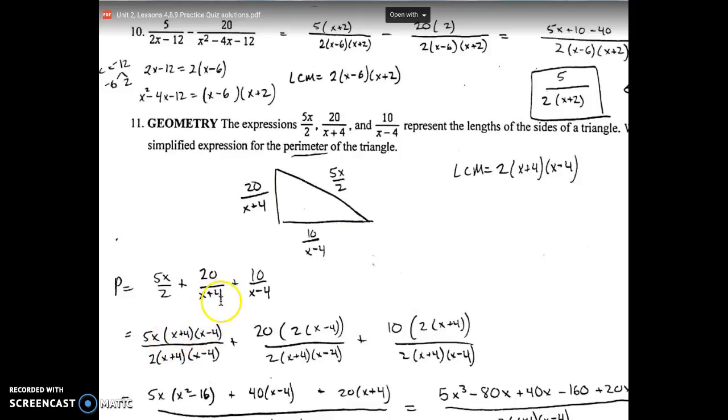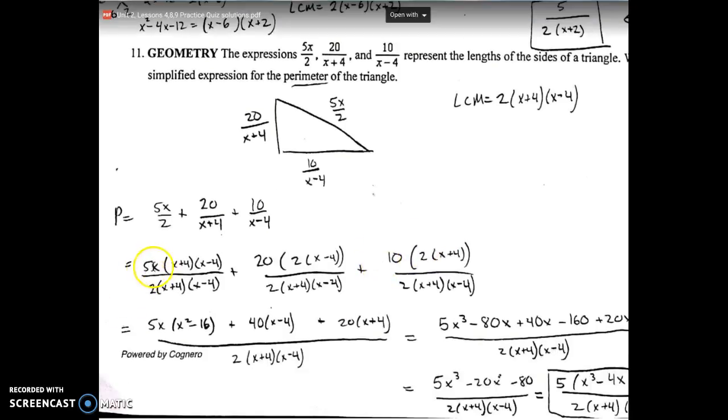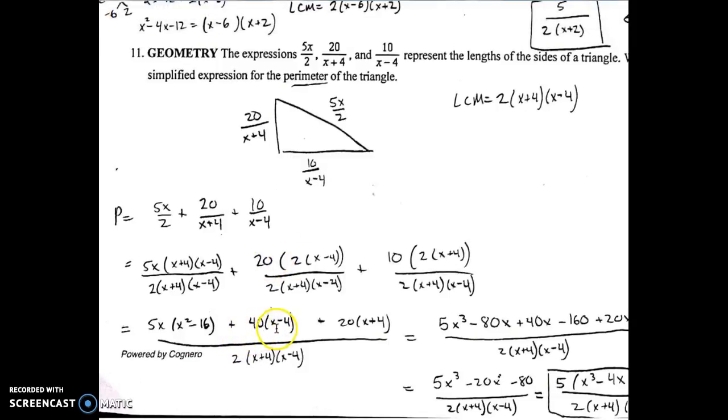The second fraction is missing the 2 and the x minus 4, so I brought them in on the top, times the original numerator 20. And the third fraction was missing the 2 and the x plus 4, so if I multiply all that stuff times the 10, once I multiply together and distribute, the first one is going to be 5x times x squared minus 16. The second one is going to be, I did 20 times 2 and got 40, so 40 times x minus 4. And then the third one I did 2 times 10, got 20 times x plus 4.